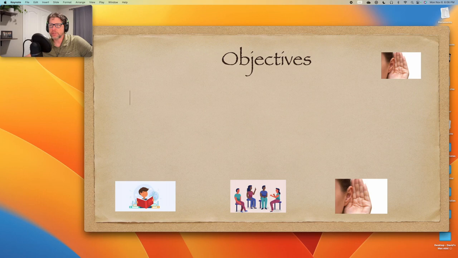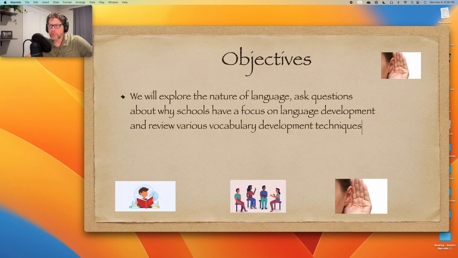So what are our objectives here? We're going to explore the nature of language. We're going to ask questions about why schools, public schools in particular, have a focus on language development. And we're going to review various vocabulary development techniques.